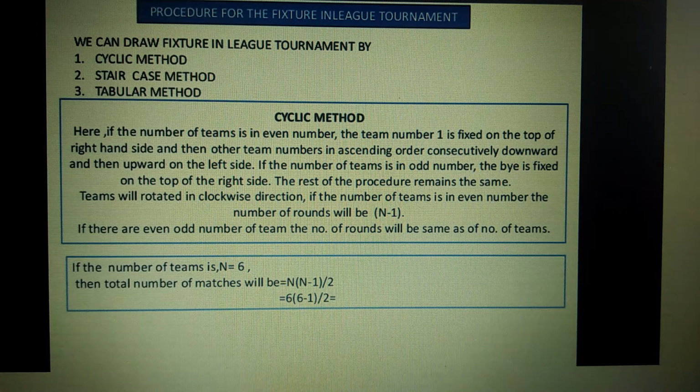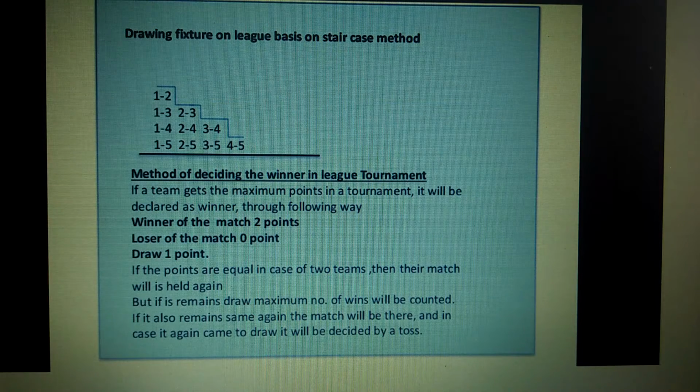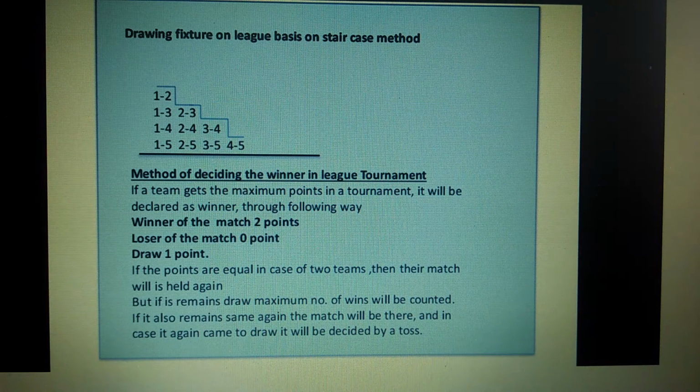Teams will rotate in a clockwise direction. If the number of teams is even, the number of rounds will be n minus 1. If there is an odd number of teams, the number of rounds will be the same as the number of teams. If the number of teams is n, then the total number of matches will be n times n minus 1 over 2. Drawing a fixture on a league basis by the staircase method.